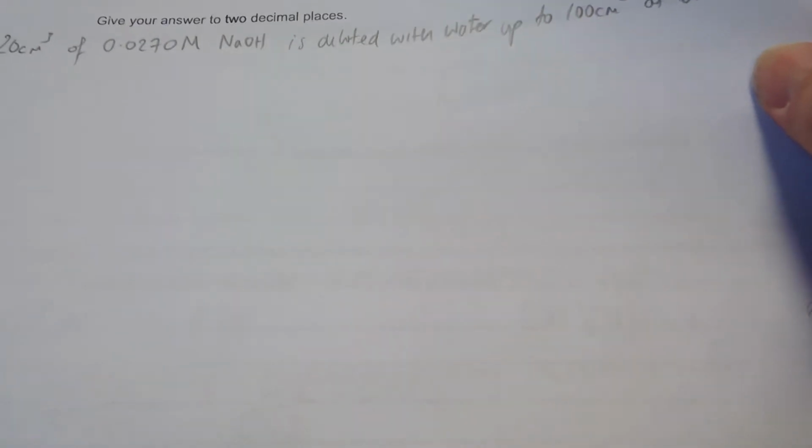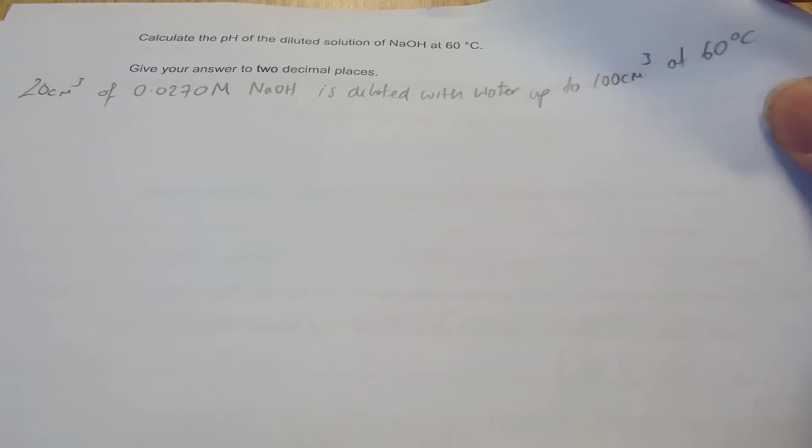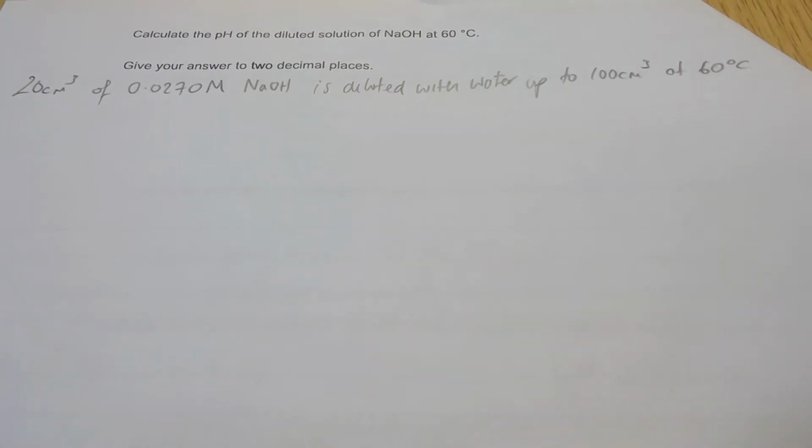Okay, and the final question for question 5 is 20 centimeters cubed of 0.0270 moles per decimeter cubed of sodium hydroxide is diluted with water and the solution is made up to 100 centimeters cubed at 60 degrees. Calculate the pH of the diluted solution of NaOH at 60 degrees. Give your answer to 2 decimal places.